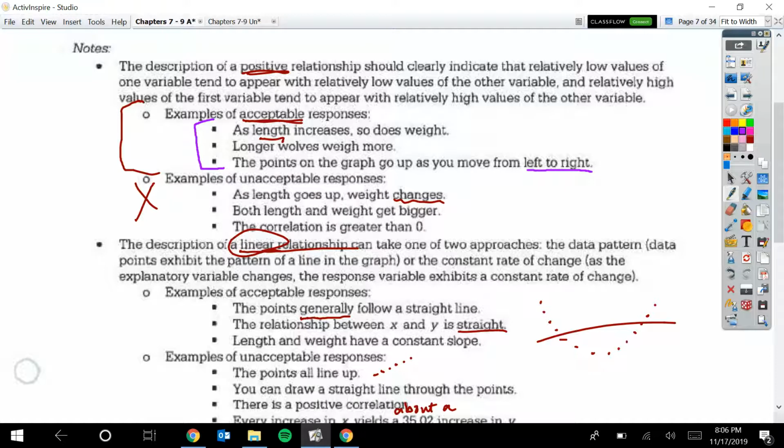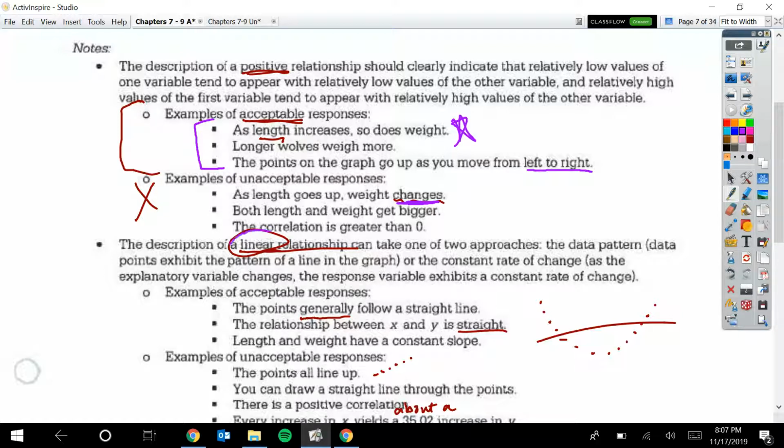All right, here's something that's unacceptable. As the length goes up, just saying the weight changes. That's not describing positive because you're not saying how it changes. You cannot say both length and weight get bigger. Because to correctly describe this positive, one is increasing as the other one is increasing. And that's how it is clarified up there. You can't say the correlation is greater than 0. Interesting. Can't say just that the correlation is greater than 0. Okay, so say if you gave something along those lines for positive.